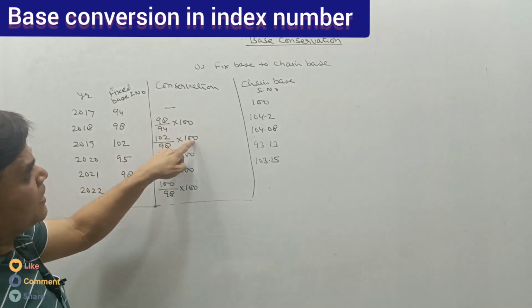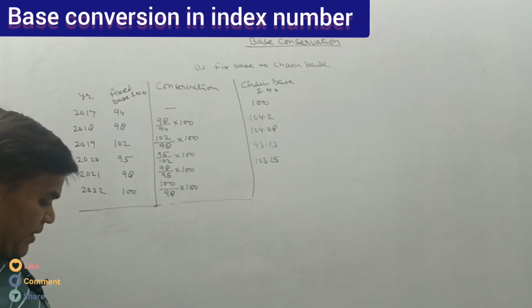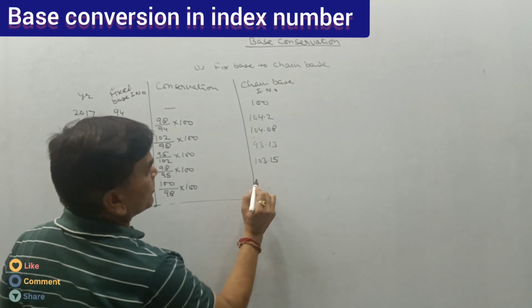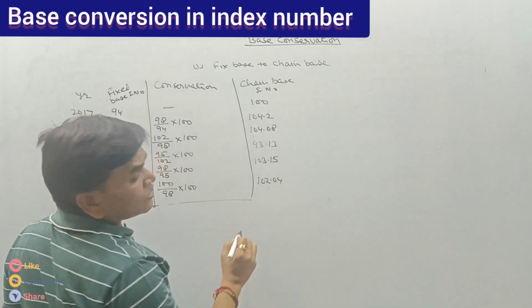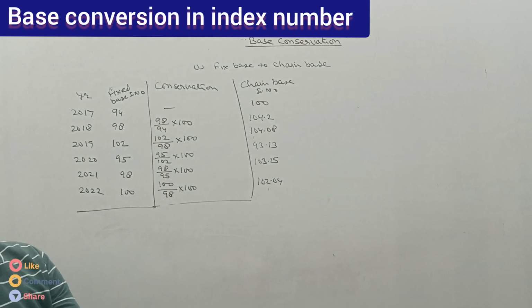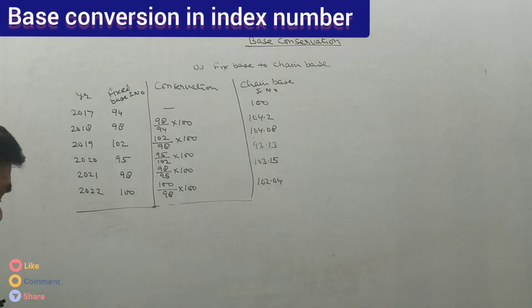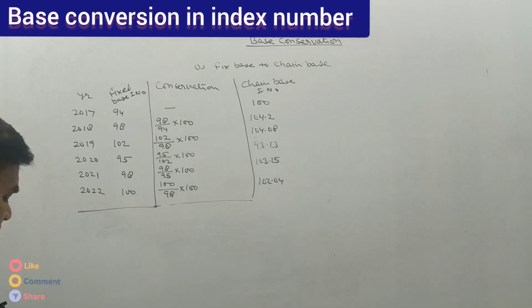1, 2, 3, 4. Last one: 100 divided by 98 multiplied by 100, that is 102.04. So easily we can change fixed base to chain base. No problem at all. Answer is okay.